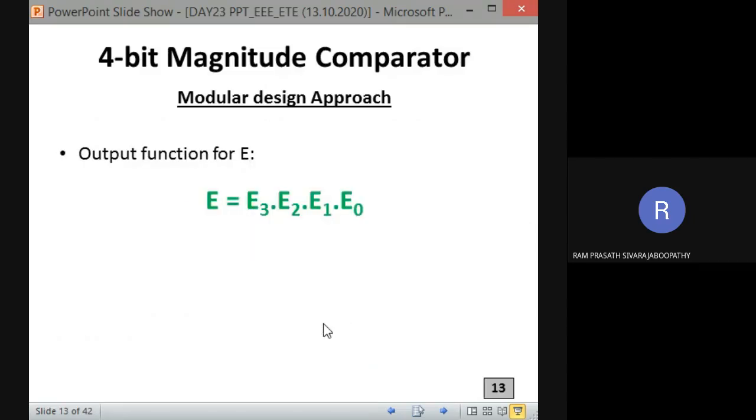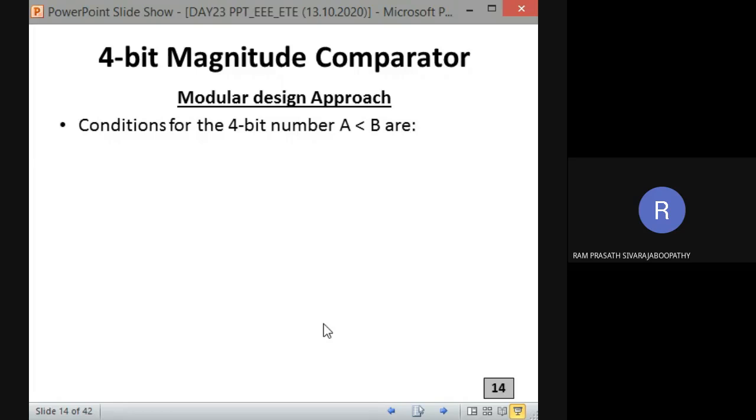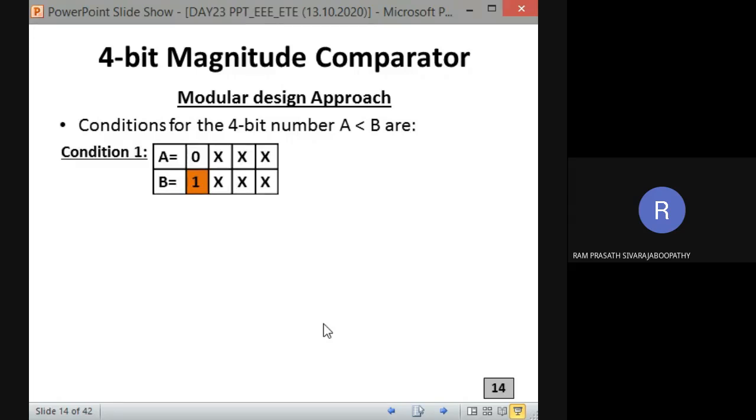Fine? Okay, now for the lesser condition, A less than B, MSB we are checking. In this case, A is lesser than B. MSB compare பண்றோம். So அப்ப என்ன expression எழுதலாம் இங்க? Condition 1 க்கு என்ன expression வரும்? Can you people type it in the chat? A3 less than B3 அப்படின்னா எந்த அவுட்புட் எனக்கு ஹையா இருக்கும்? L3, very good, super.